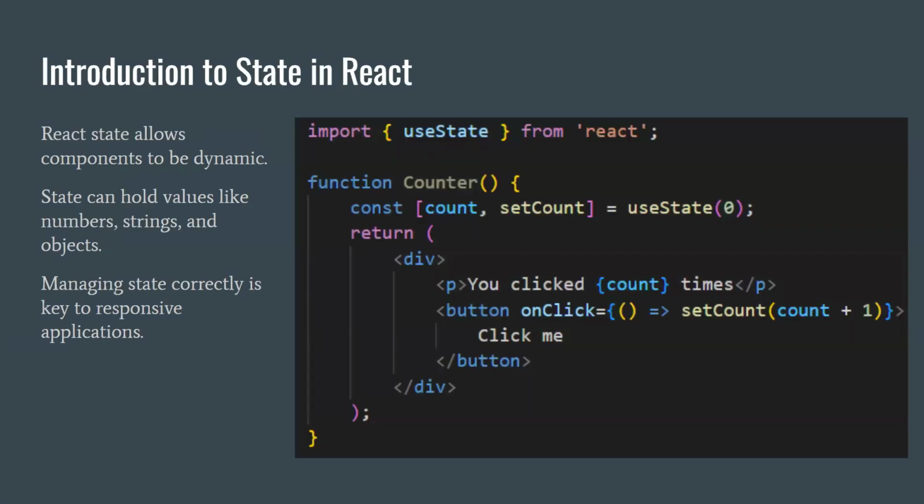Here is a brief introduction to state in React. So state in React is a powerful feature that allows our component to be dynamic and responsive. It can basically hold any JavaScript value, including objects, which is what we're going to focus on today. Understanding how to manage objects in state is crucial for building complex and interactive applications.